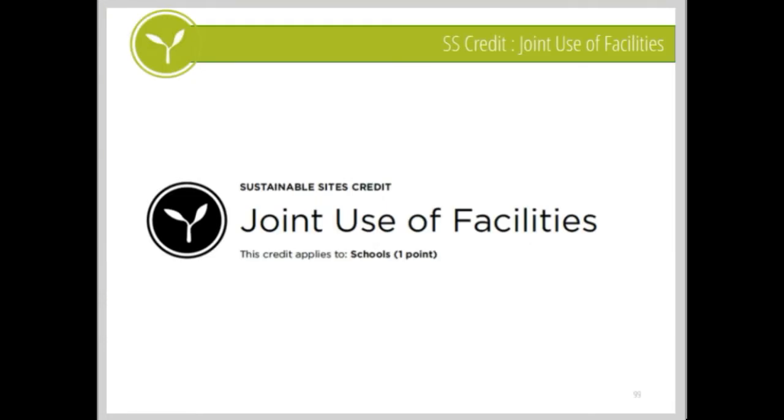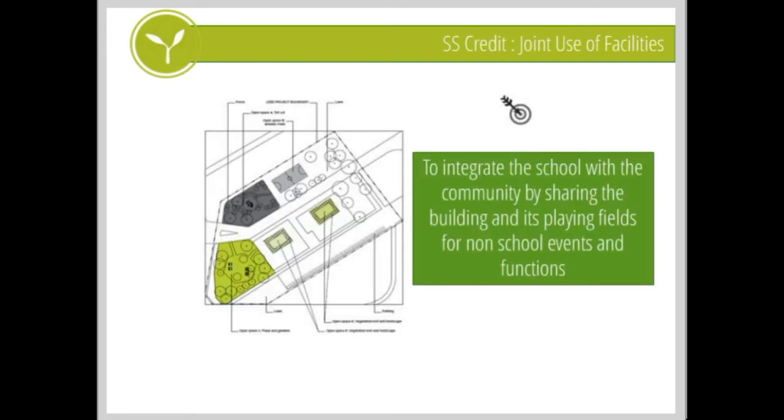The last credit we will discuss is joint use of facilities and is applicable only for schools. A joint use agreement encourages community organizations and businesses to share existing amenity spaces. Doing so brings social benefits to the local community, and it may also reduce the need for new development, thereby preserving previously undeveloped land and avoiding the financial cost and environmental consequences of new construction.